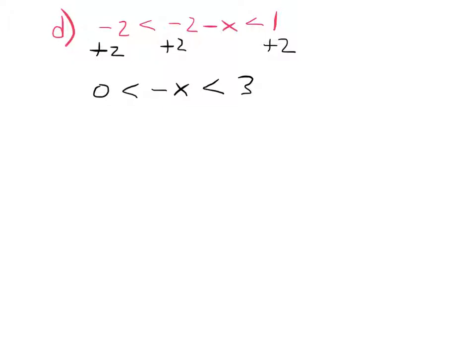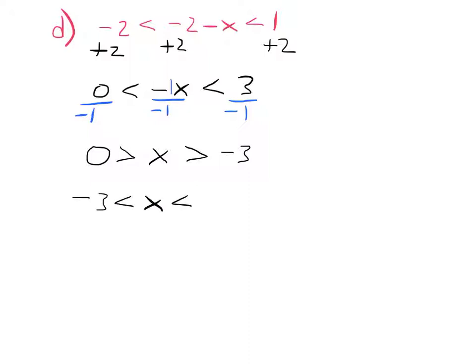Now I can't finish this as is. I need to realize that's a negative 1, so I'm going to divide by negative 1 on all 3 areas. And we need to remember from the last section, whenever you divide by a negative number, you have to flip the inequality. And so now this becomes 0 is greater than x, which is greater than negative 3. And so in reality, if I was going to write this, I'd write negative 3 is less than x, which is less than 0, just so I can graph it without worrying too much about my order.